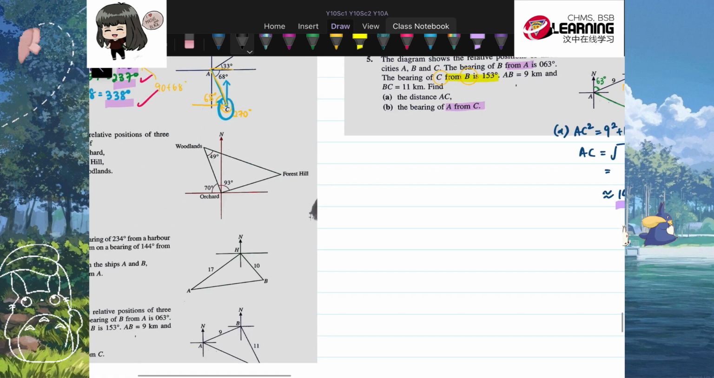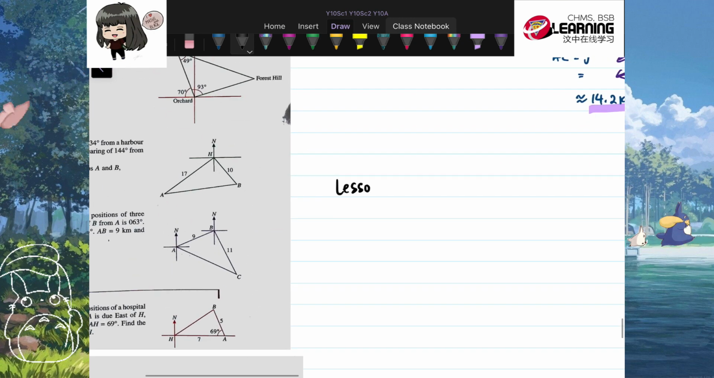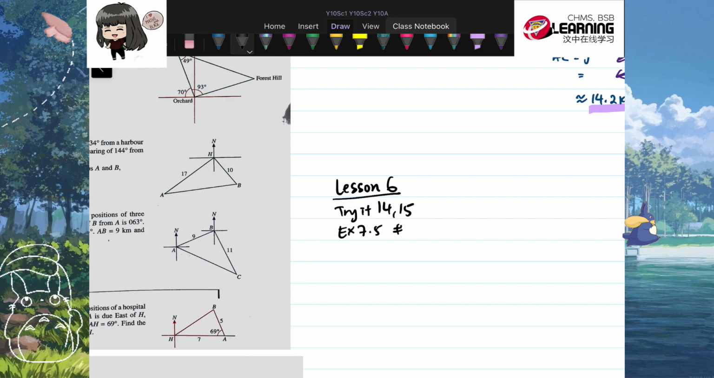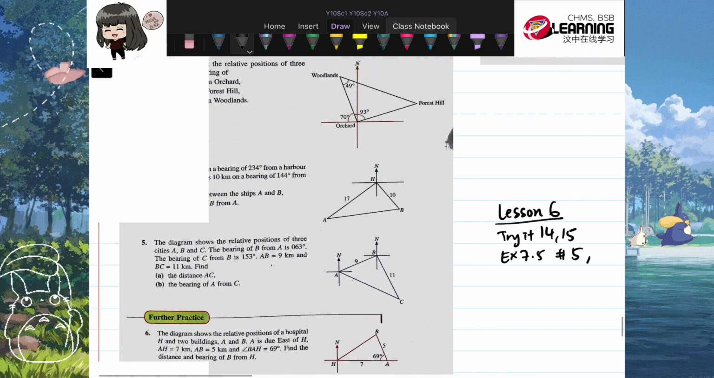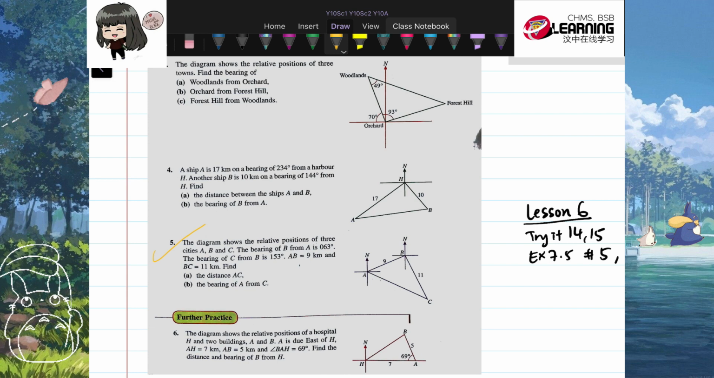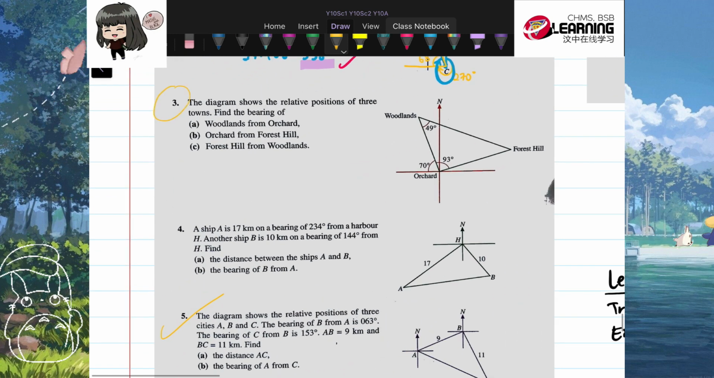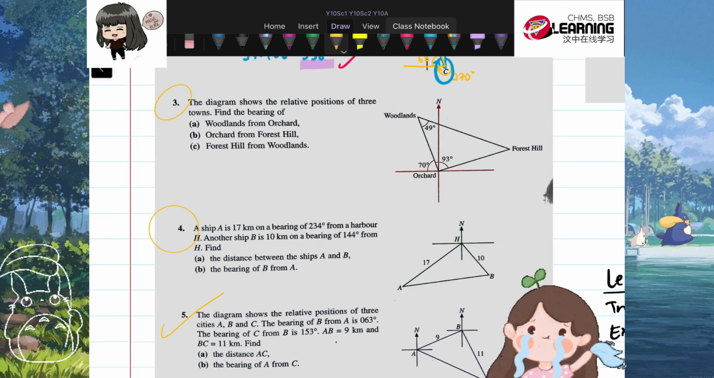So for this lesson 6, I want to see your Try It 14 and 15, and then Exercise 7.5, which is this question 5 here. And I add on 2 more questions for you. The ones we already discussed, question 3 and question 4, are your homework. So you copy the questions and draw out the diagram.